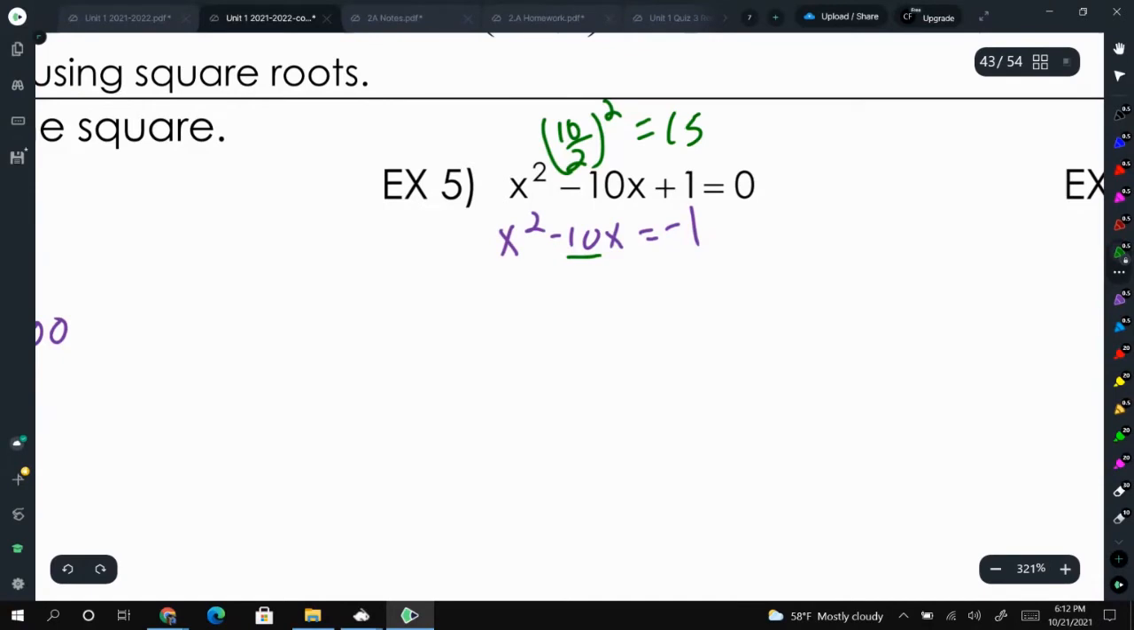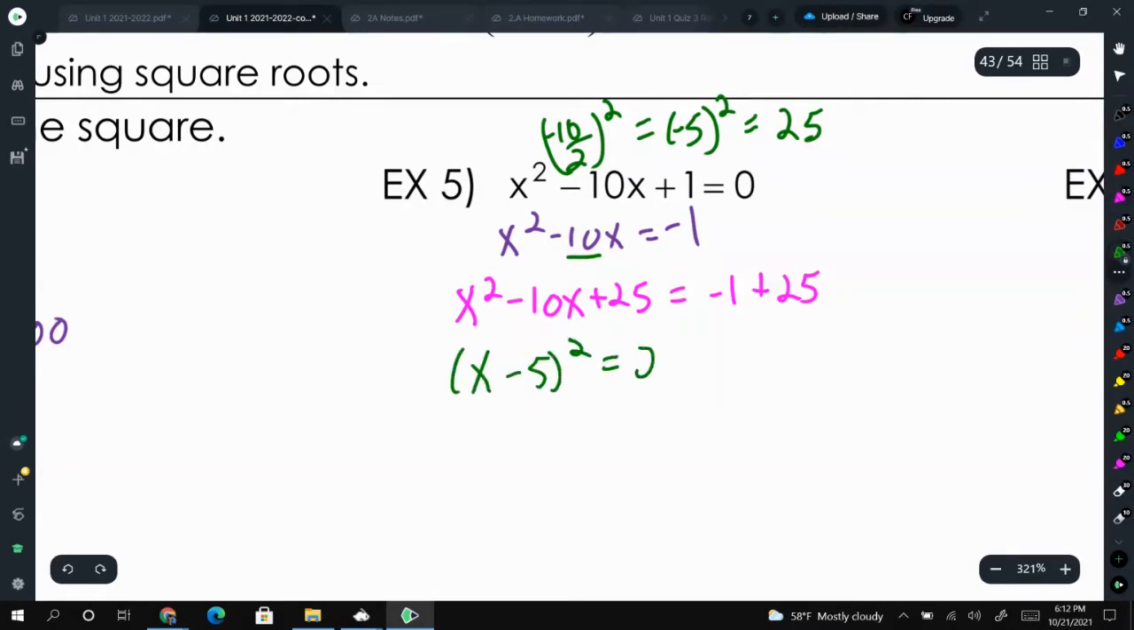So then we get negative 5 squared, which is 25. So we're going to add 25 to both sides. The left side is going to become x minus 5 squared equals 24. That's what we get when we factor that.